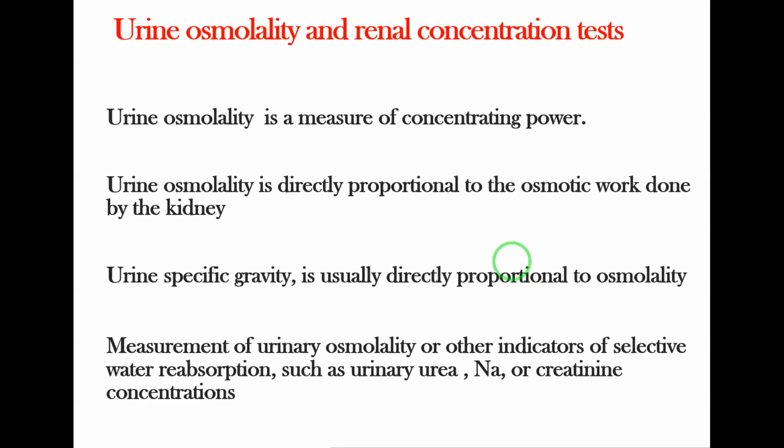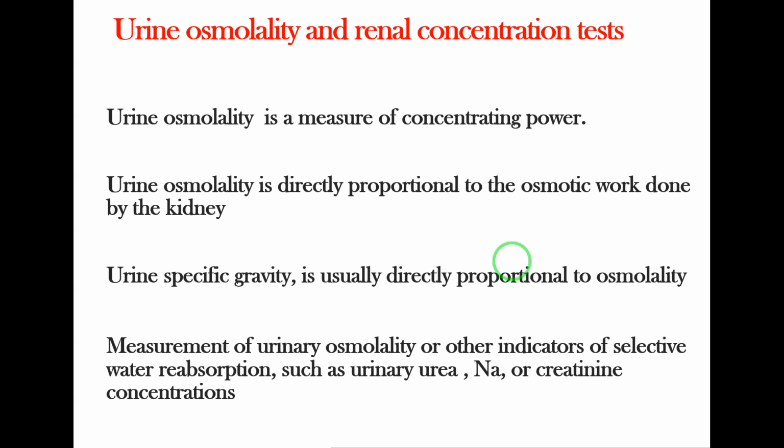Urine osmolality is a test to measure the number of dissolved particles per unit of water in the urine. How many particles are found in a unit of water in the urine? It is a measure of the concentrating ability of the kidney.